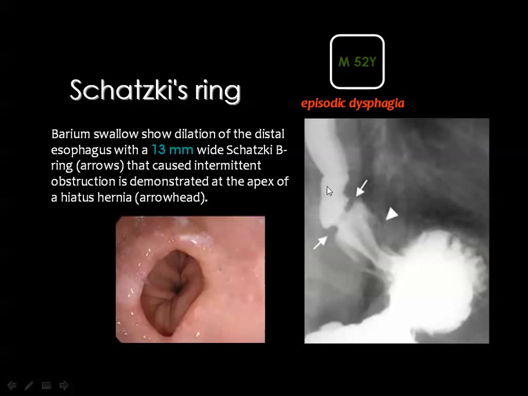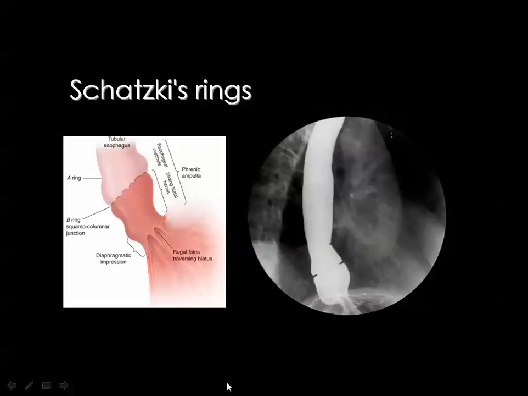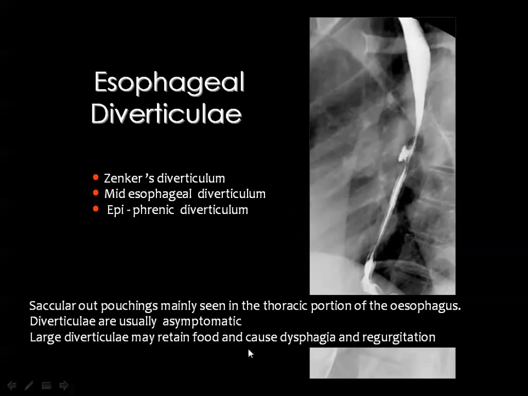This is the typical appearance of the Schatzki ring, and you see the ring here, and this part is part of the stomach, which is located above the diaphragm, diagnostic of the commonly associated hiatus hernia. This is also an example of the Schatzki ring, and you know, this is the site of the ring itself. And in some books you may read about A ring and B ring. The B ring is the true Schatzki ring, but this A ring is just, let us say, some constriction here above the original ring, as you can see in this particular case.